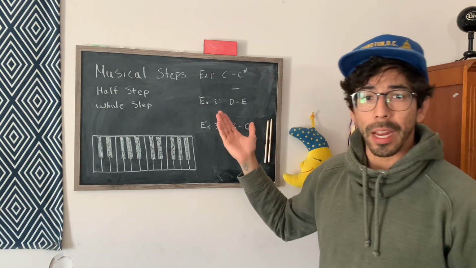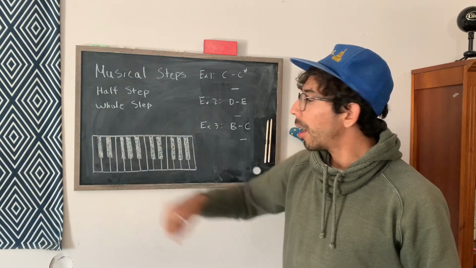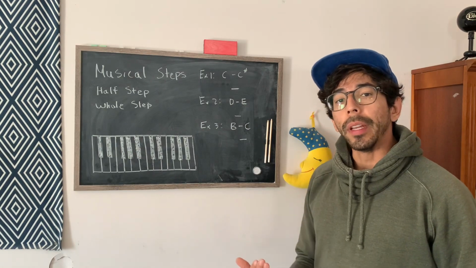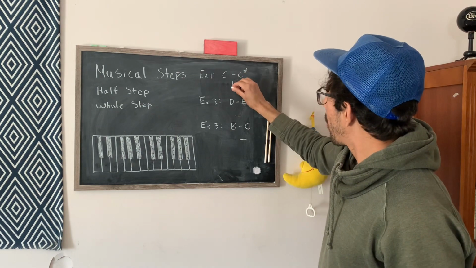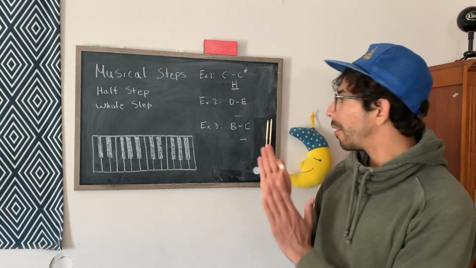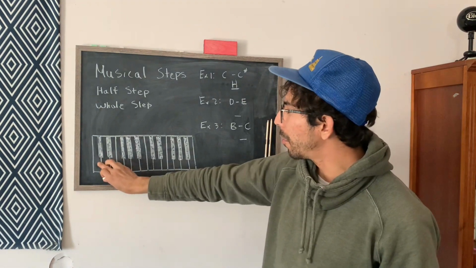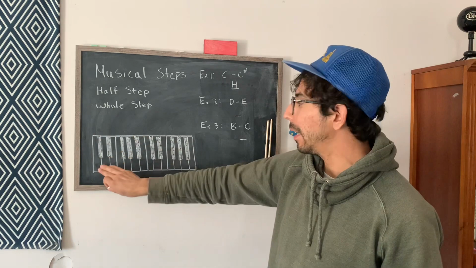So for our first example, if we're starting at C and we go up to C sharp, that would be a half step. I'm going to write in a little H for a half step, because it's a small interval. It'd be an interval of a minor second. I'm just moving up one note, literally the next key right next to the C.